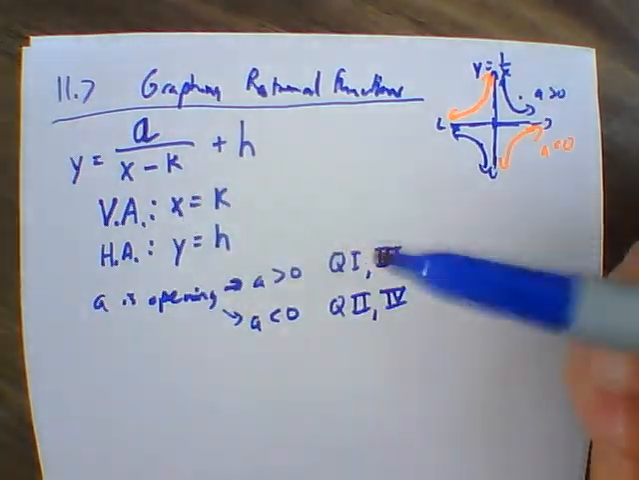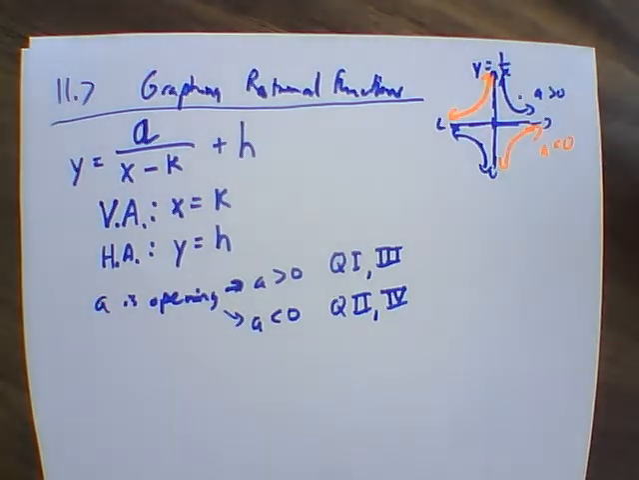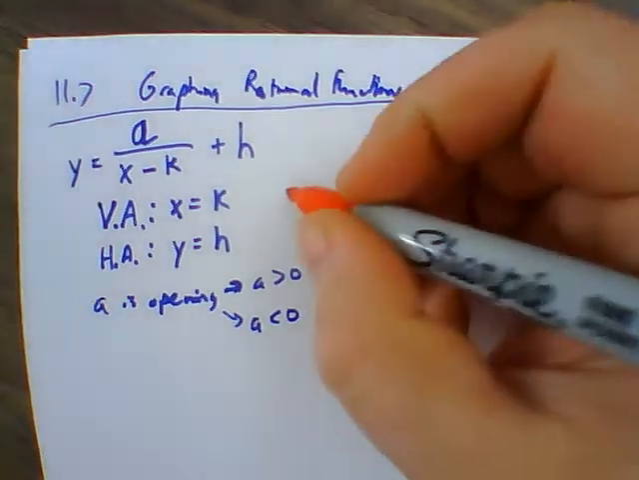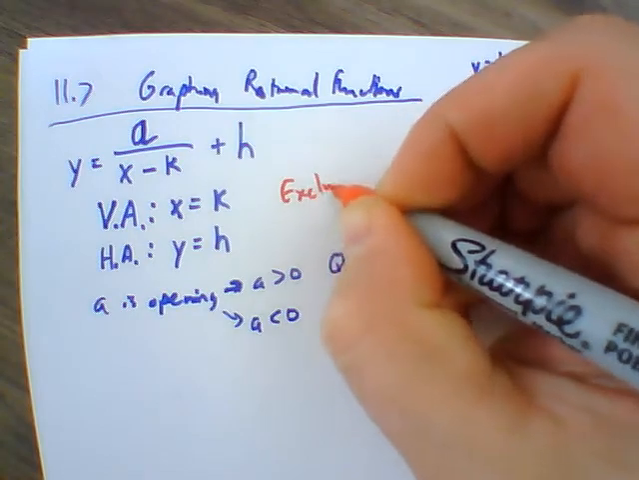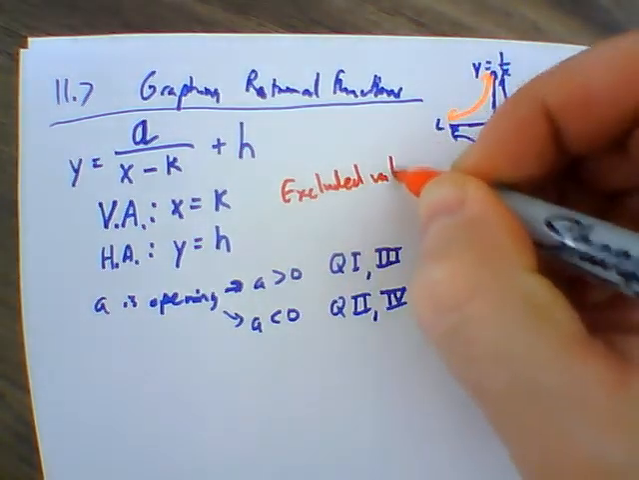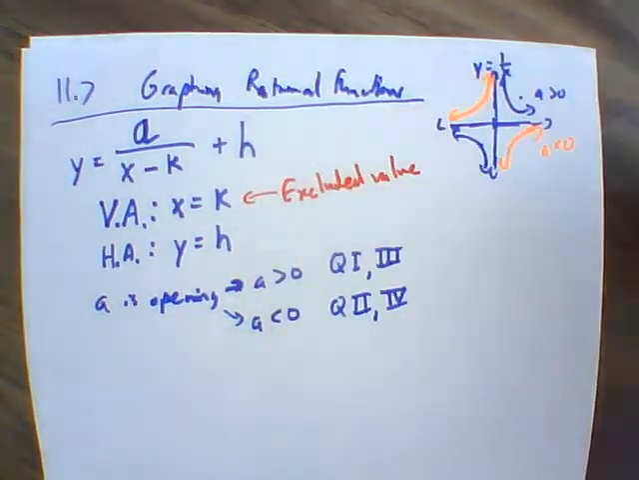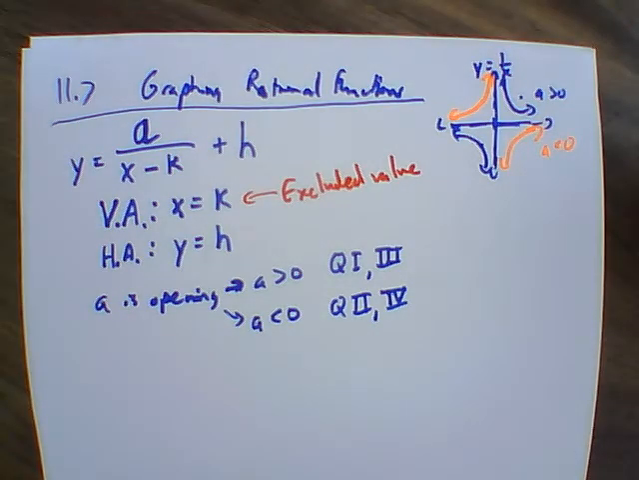So these are basically excluded values. That's where we have those excluded values. It's where the function doesn't exist.